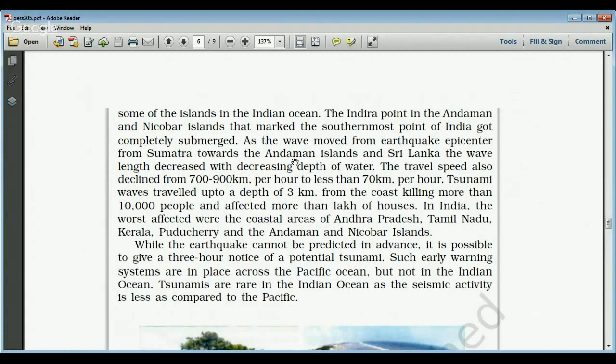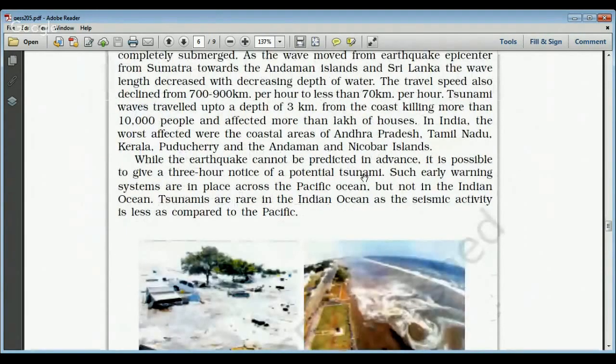But it caused widespread destruction, and around 10,000 people died, and it destroyed more than 3 lakh houses. The worst affected areas were Andhra Pradesh, Tamil Nadu, Kerala, Puducherry, and the Andaman and Nicobar Islands, and also the whole of Sri Lanka.